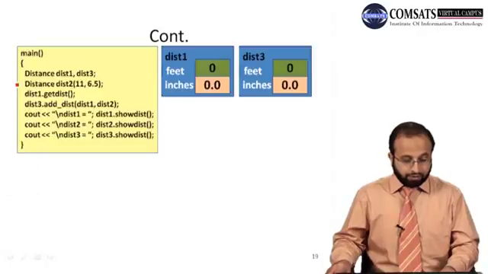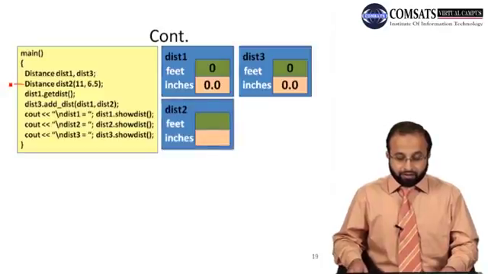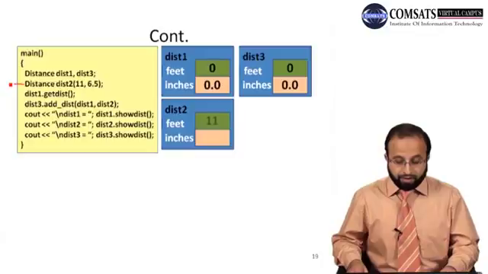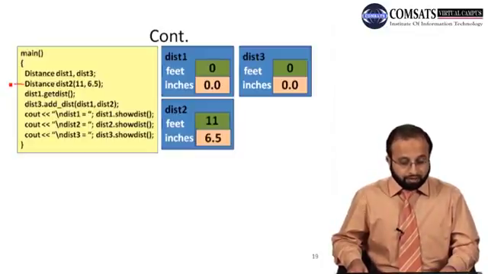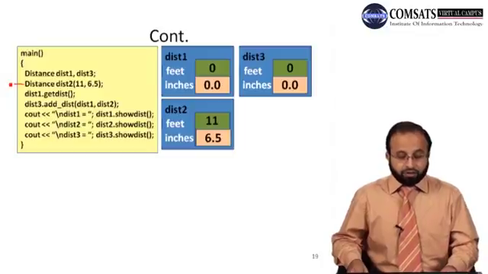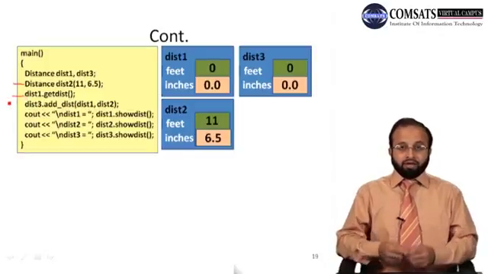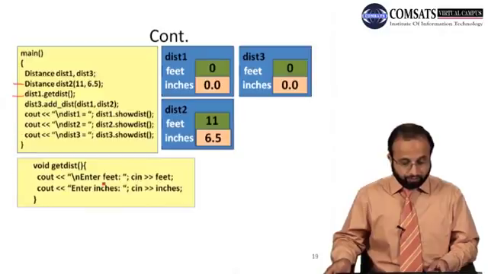So this is the second statement. When this statement is executed, it creates an object dest2 and initializes it with 11 and 6.5, right? Now the next statement is dest1.getDest. This statement takes the value input. Let's see the getDest function. If you remember it, this is the getDest function.